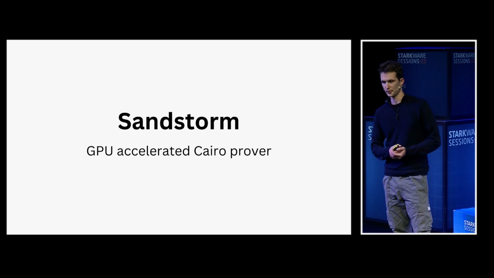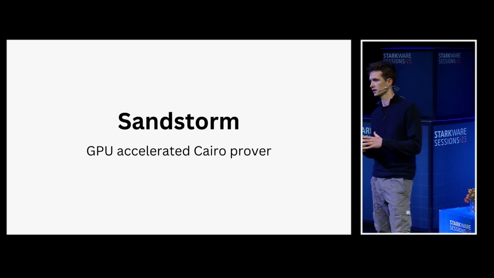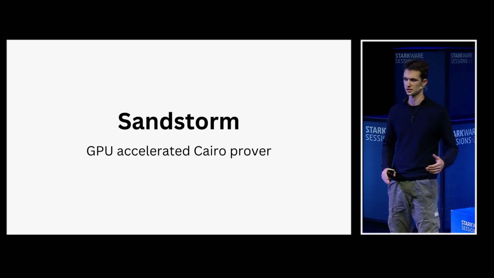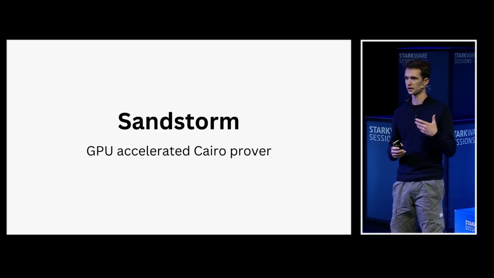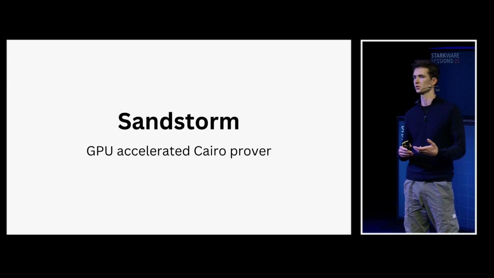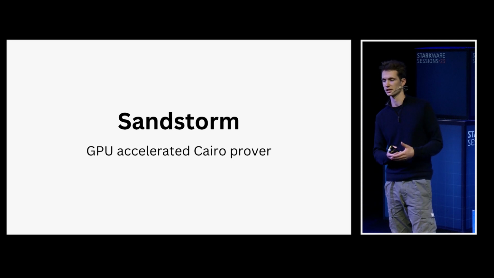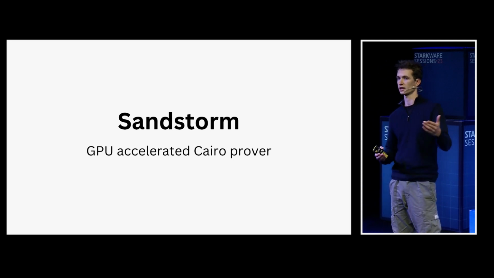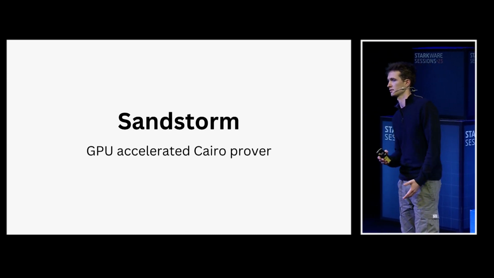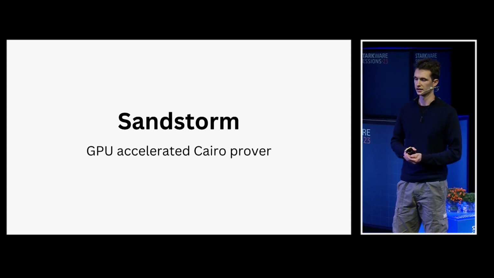So, today I'm going to talk about Sandstorm, which is a Cairo prover that's designed to run fast on consumer devices. So this is like laptops, smartphones, things like that. I'm going to talk quite quickly about what a Cairo prover is, and then I want to talk about why you want to prove Cairo programs on something like a smartphone or a laptop, as opposed to the top of the line NVIDIA GPUs on AWS. And then at the end, I'd like to share my story of how I got to working on this stuff and why I'm interested in it.